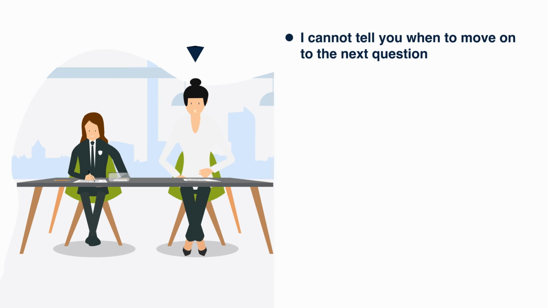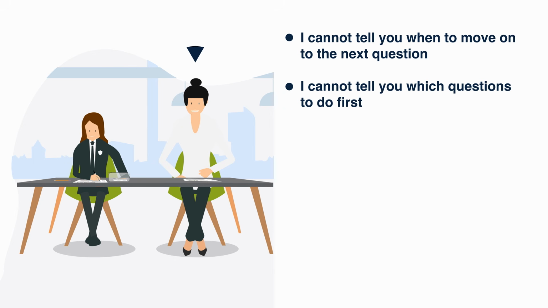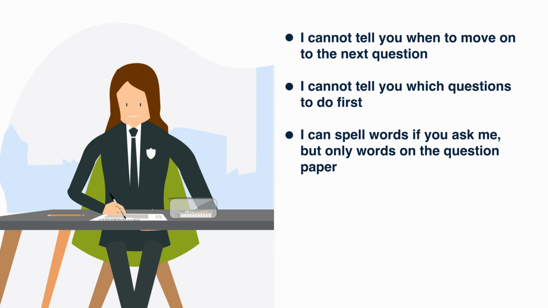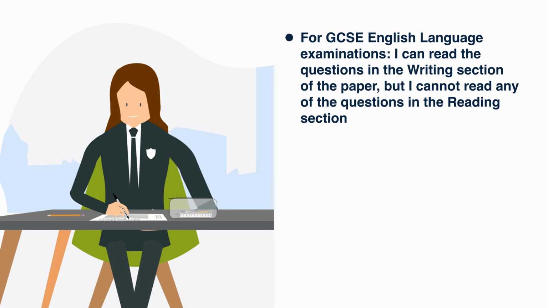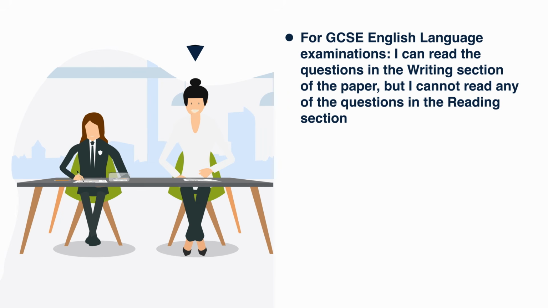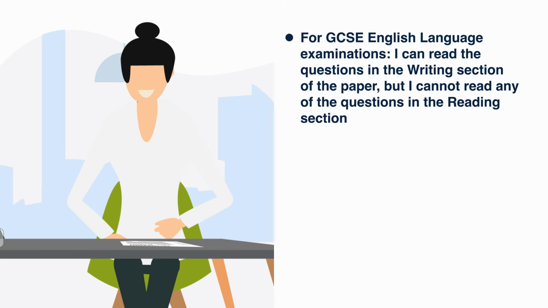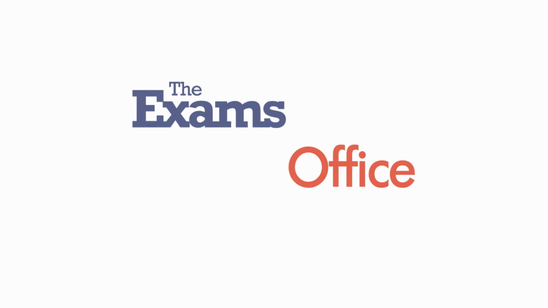I cannot tell you when to move on to the next question. I cannot tell you which questions to do first. I can spell words if you ask me, but only words on the question paper. I can read back your answer, but only if you ask me. For GCSE English language examinations, I can read the questions in the writing section of the paper, but I cannot read any of the questions in the reading section, which would only need to be read out before the start of a GCSE English language examination."